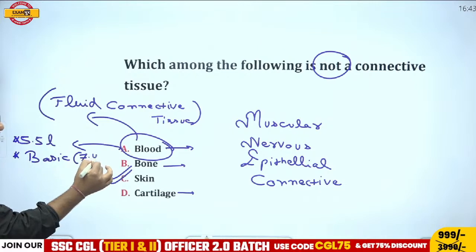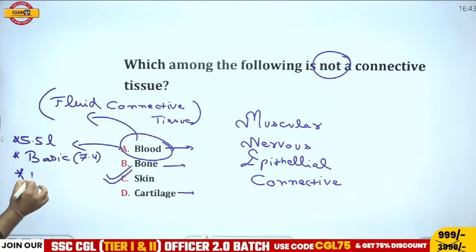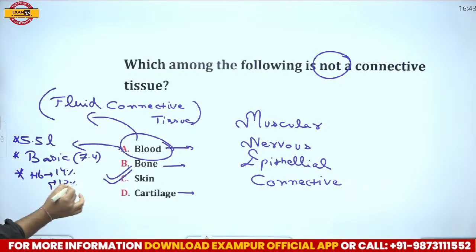It is 7.4. Then the next question: we have hemoglobin in blood. What is its percentage? For males, we need 14% on an average, and for females, we need 12%.